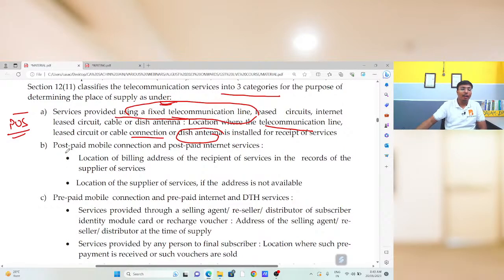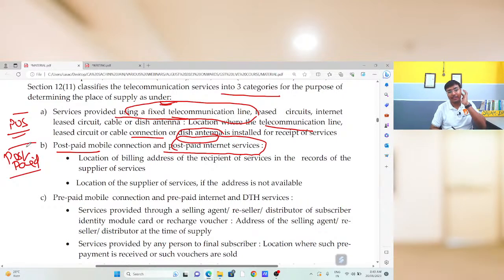In case of postpaid mobile connection and postpaid internet services, that means this is specifically related to postpaid, if the location of billing address of the recipient of service is available on record. Suppose I had taken the connection of BSNL or MTNL. In that case, MTNL has the location of my billing address, and this billing address will be treated as the place of supply.